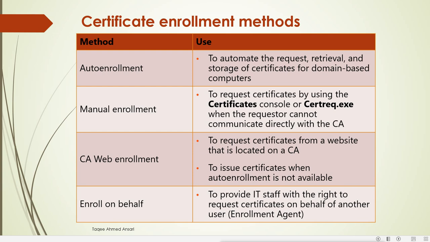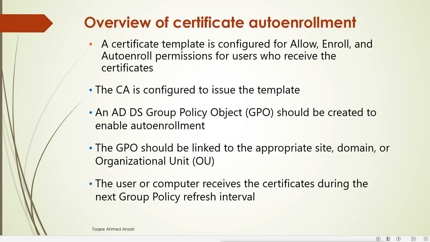Then CA web enrollment. In the web enrollment, you request the certificate from a website that is located on a CA, and to issue certificates when auto enrollment is not available. So when auto enrollment is not available, then you can use the web enrollment also. Then enroll on behalf. In this, it is to provide the IT staff with the right to request certificates on behalf of another user, that is, enrollment agent it is called. So we can give a user permission, like there is an IT staff and that staff wants to get the certificate for a different user. So they can request the certificate on behalf, but for doing that they have to have the enrollment agent certificate. That means we have to make that user an enrollment agent.